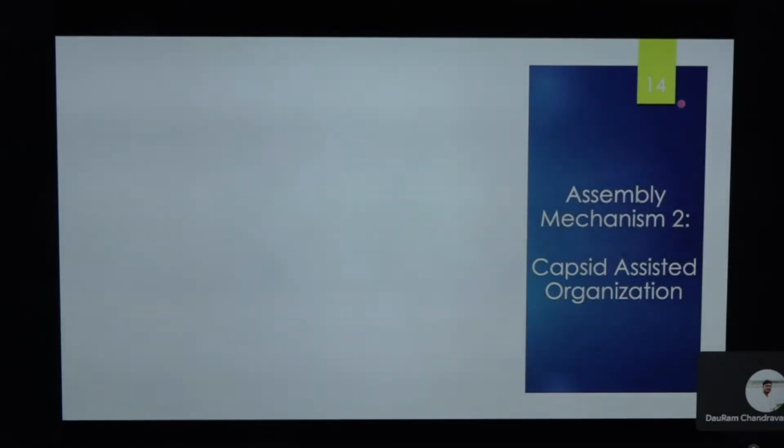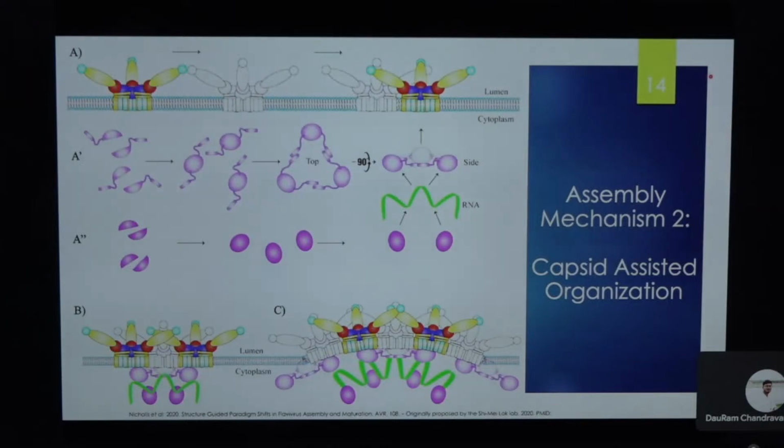Also, assembly mechanism number two is that capsid itself can have an organizing ability for the glycoproteins. What I mean by that is capsid protein is usually in the monomer form. That monomer can dimerize on itself, and that dimer has been shown to bind very tightly to RNA. So the existing paradigm suggests that capsid forms dimers out of monomers, and those dimers then bind to RNA.